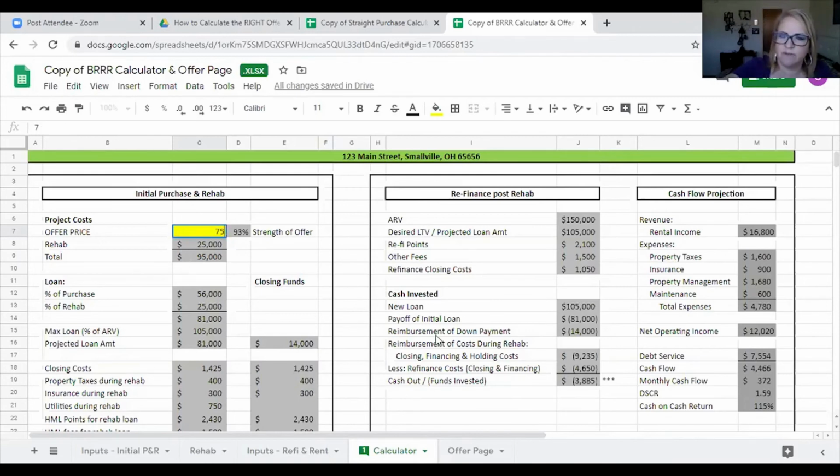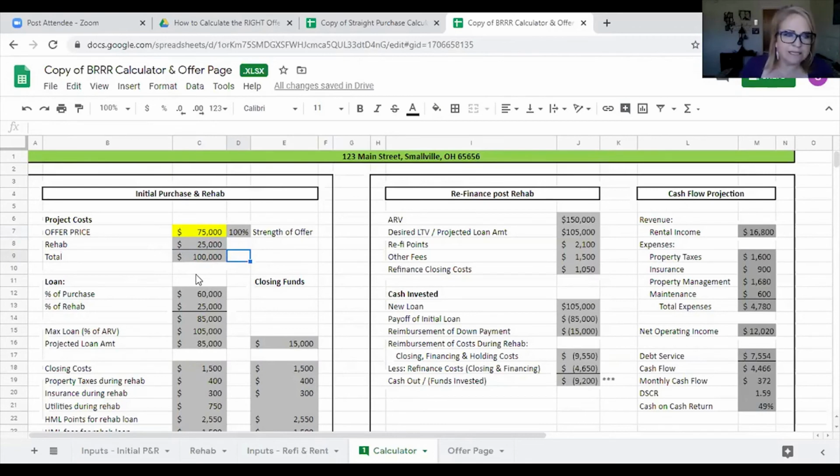Actually, why don't we see what it looks like if we do 75 full offer price? My rehab was 25,000, and so my total cost of the project is $100,000. Now, if you're funding it with cash or through your IRA, then you don't need to get a loan. But what I'm going to show you right now is assuming you got a loan.